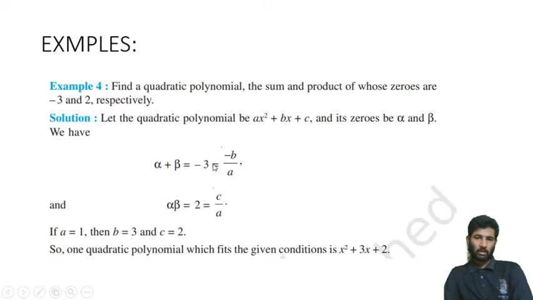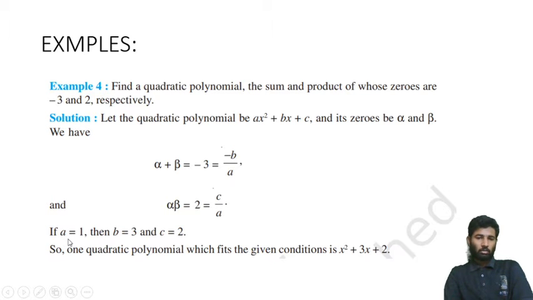So the sum is minus 3 and the product is 2. We have to find the quadratic polynomial. If alpha plus beta is equal to minus 3, we can equate it to the coefficients as given in the formula. The sum of the zeros is minus b by a and the product of the zeros is c by a. When you solve these two equations for one value, you will get the other values also by replacing the value in the equation.